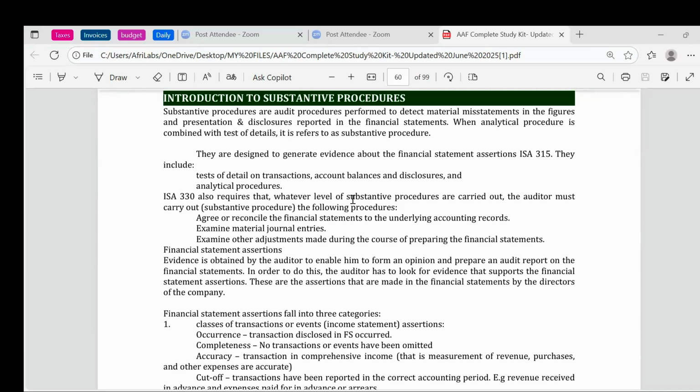But if you pay attention, as we talk in class, we have two categories. If what you're trying to carry out substantive procedures on is an SOFP item, that means it is a statement of financial position item, there are some procedures that have been outlined for you to follow. And if what you're trying to audit is an income statement item, there are some outlined procedures under assertions that guide you on what your procedure should look like.